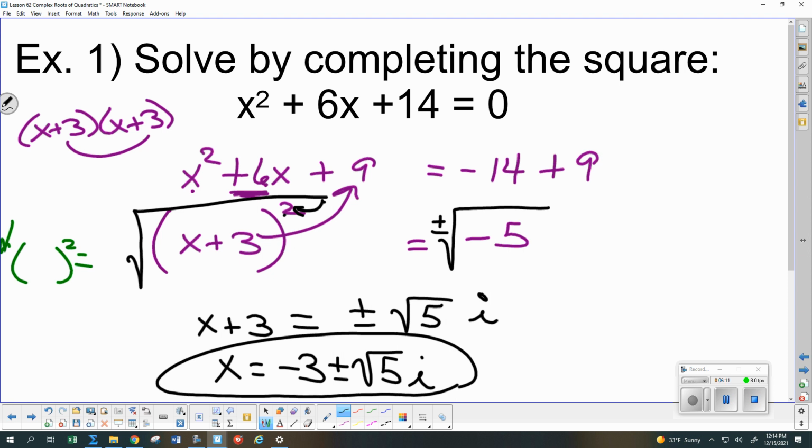So give me a thumbs up or thumbs down or in between. How do you feel about that example? Question. Because when you complete the square, x plus 3 times x plus 3 is not x squared plus 6. When we FOIL that out, last times last gives us that 9.